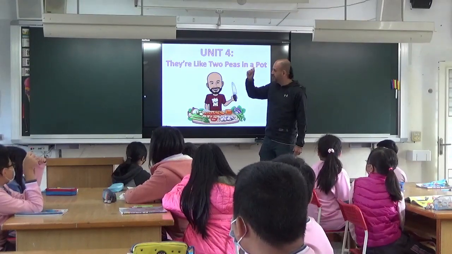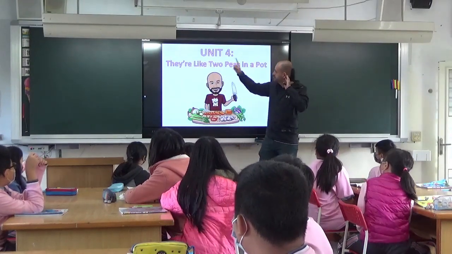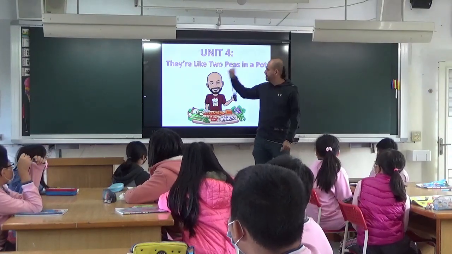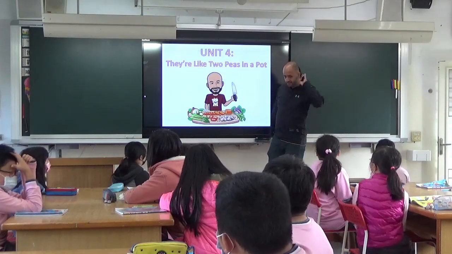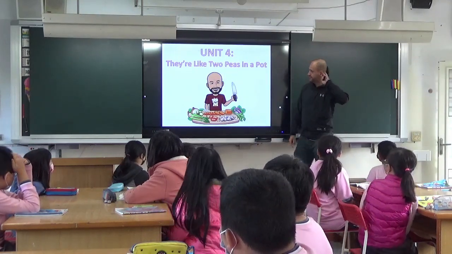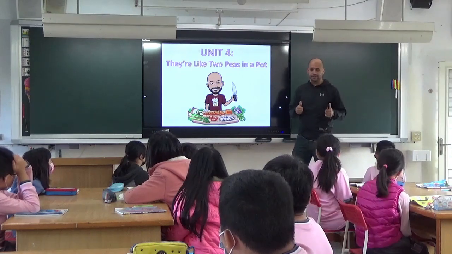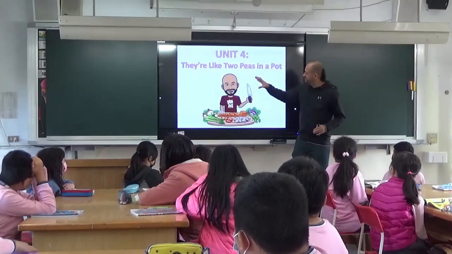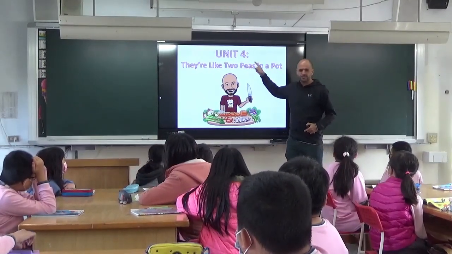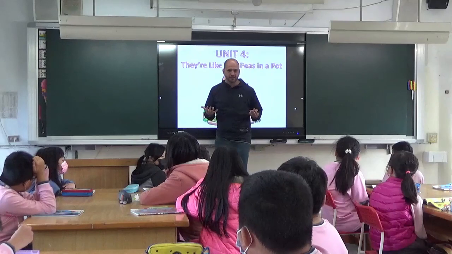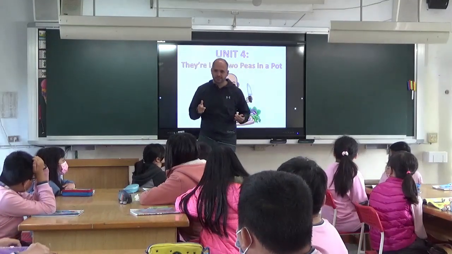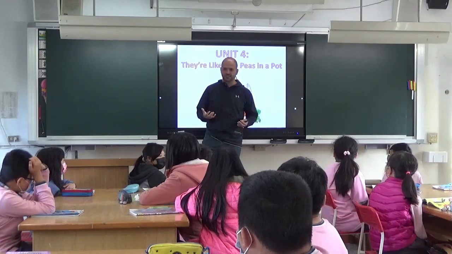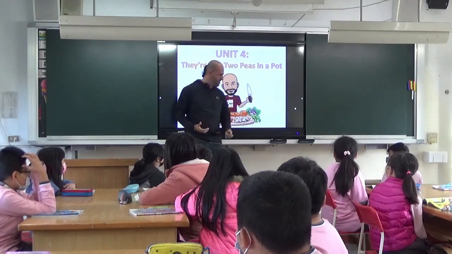Three, two, one. There are two peas in a pot. Good. Great. Alright, so just really quickly, I'll explain the title. There are two peas, right? Do you know what peas are? What's a pea? It's a kind of vegetable, right?